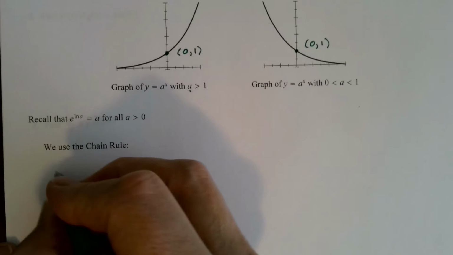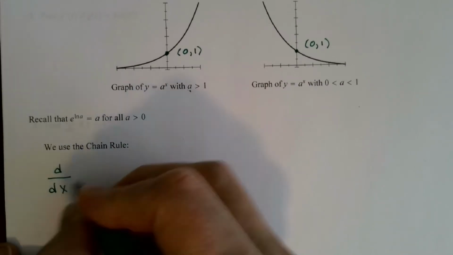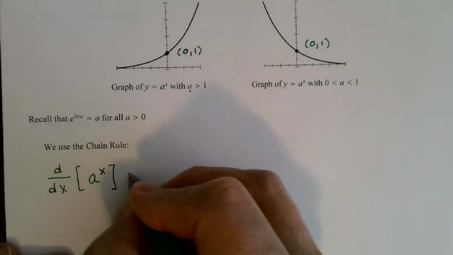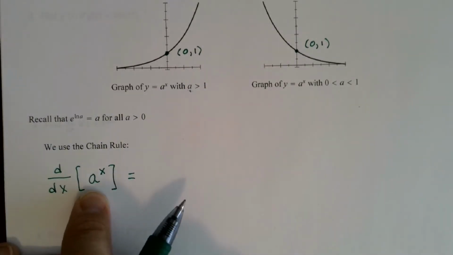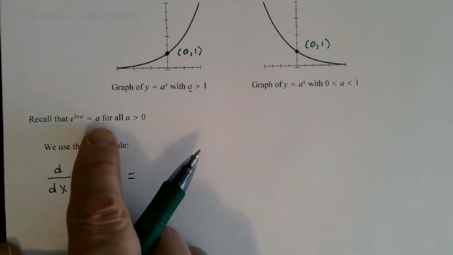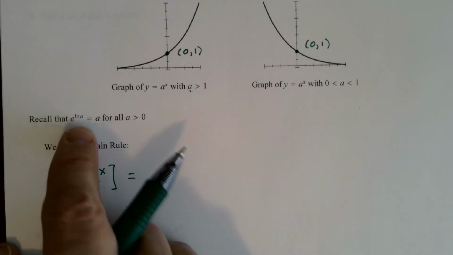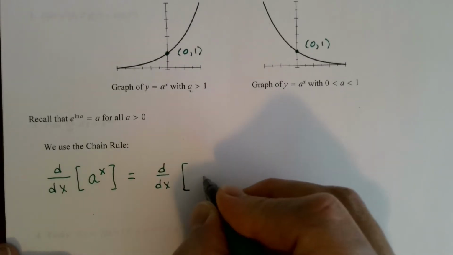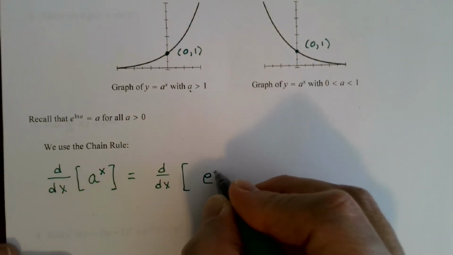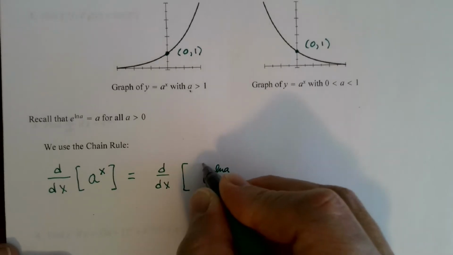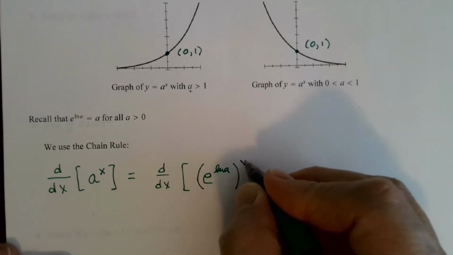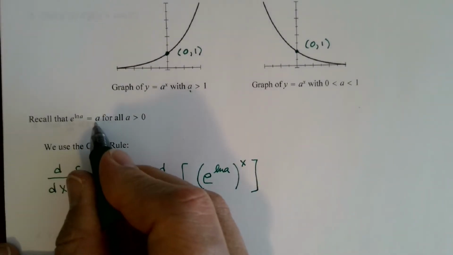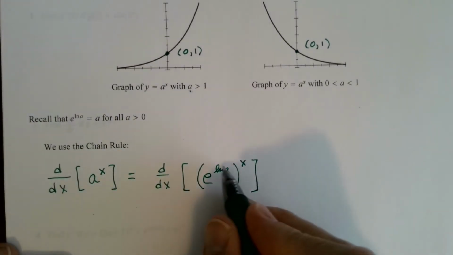So let's proceed then. We start with the derivative of a to the x. And what I'm going to do is rewrite a in a crazy manner. Here's a. I'm going to write a as e to the natural log of a. You might wonder why in the world would we want to do that. A is e to the natural log of a. So this is a all to the x power. All right, so e to the natural log of a is equal to a. So I've just replaced a with that expression.